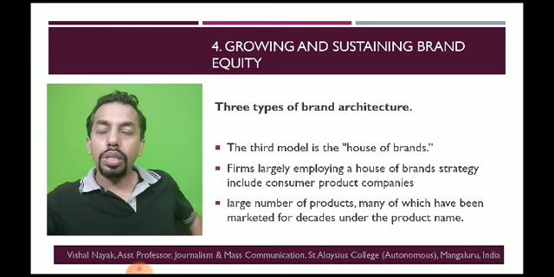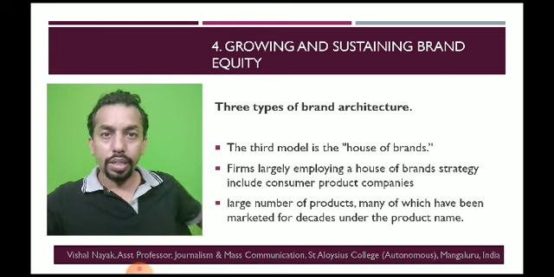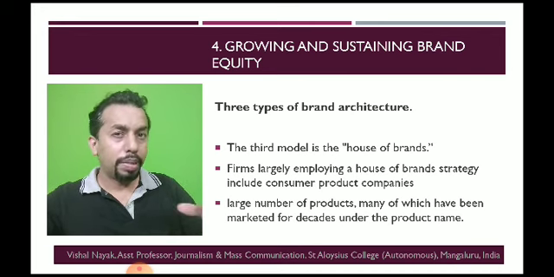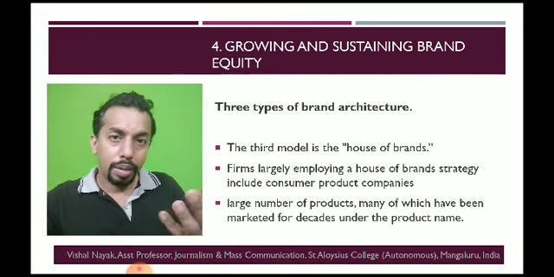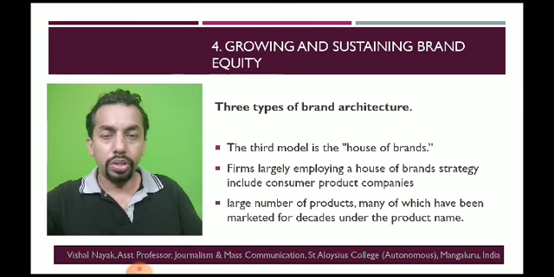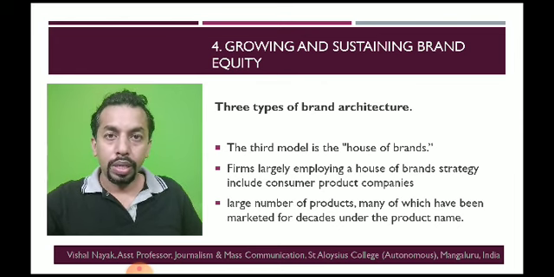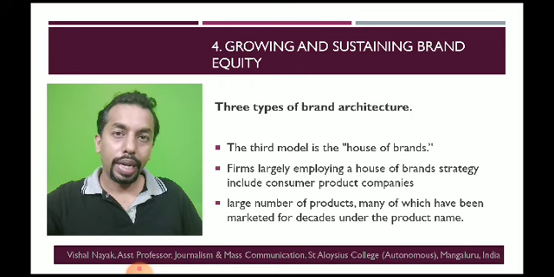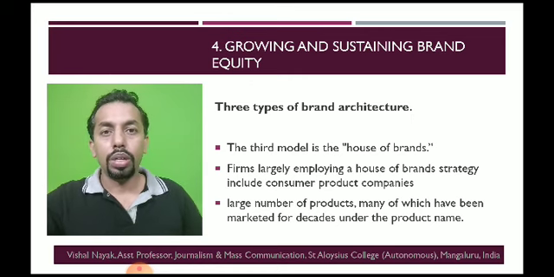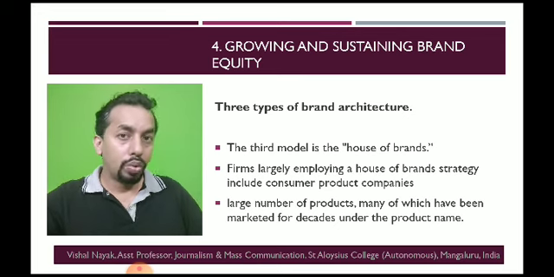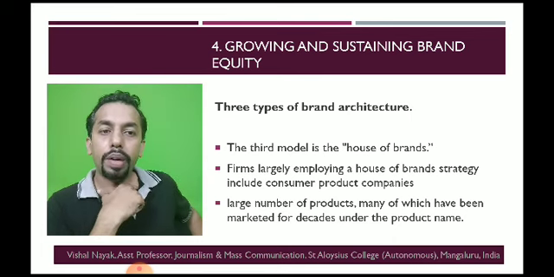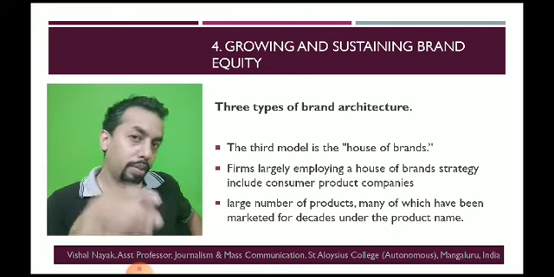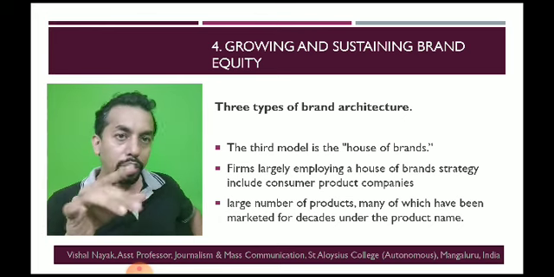So the third model is the house of brands, where there is a main brand, main company, but that main company doesn't come very often in the limelight. The brands come in the limelight. For example, Ariel, Tide, Head and Shoulders, Parachute. We have taken the example of Parachute in one of the previous videos. Parachute, like I said, is a brand owned by Marico, a company which comes nowhere except on the bottle, but Parachute is known as a separate brand. So a large number of products, many of which have been marketed for decades under the product name, not the company name. The third one is the house of brands.